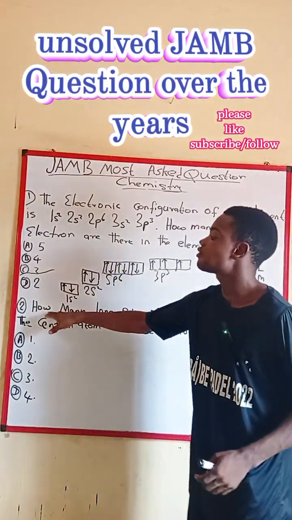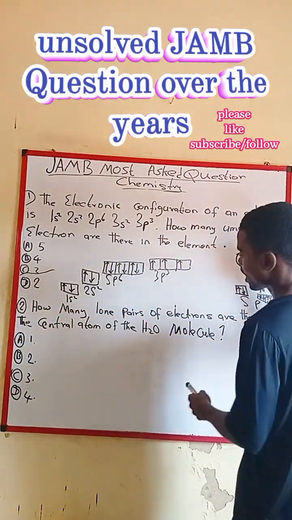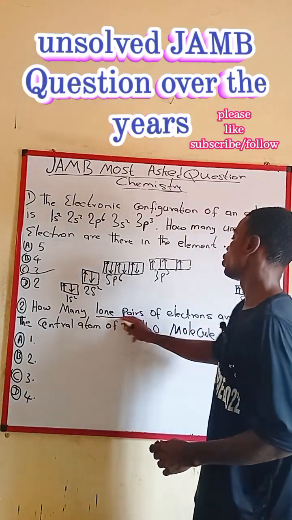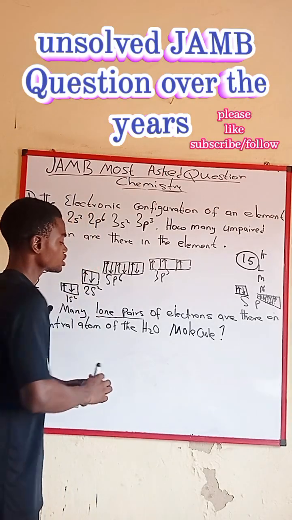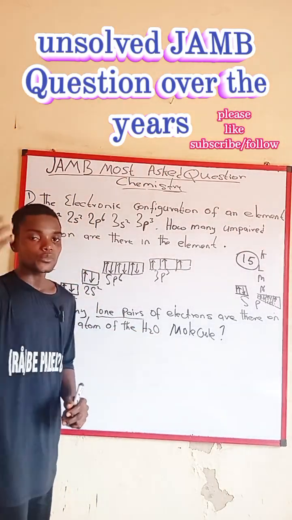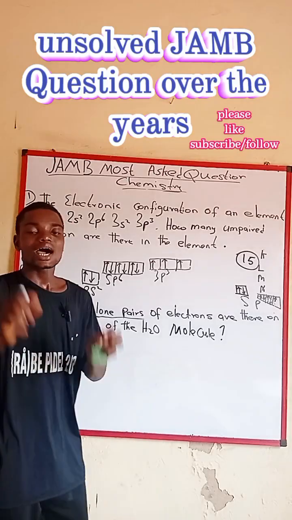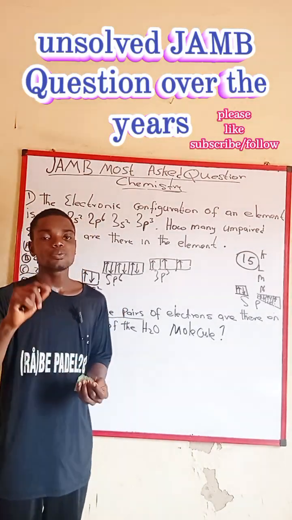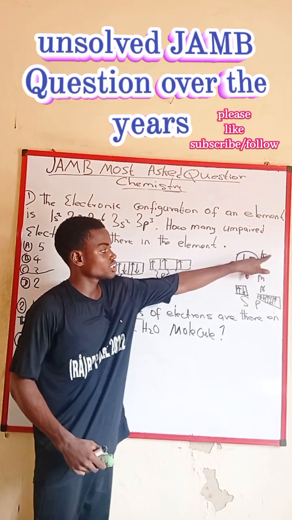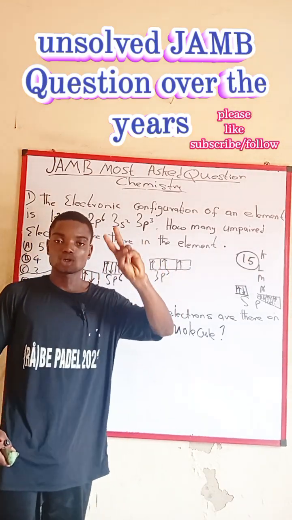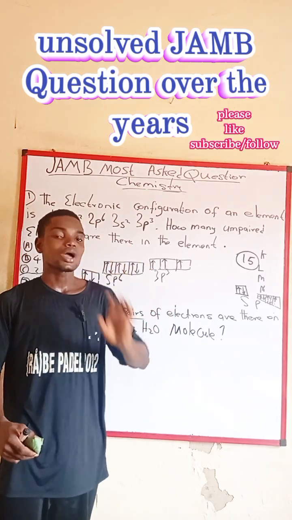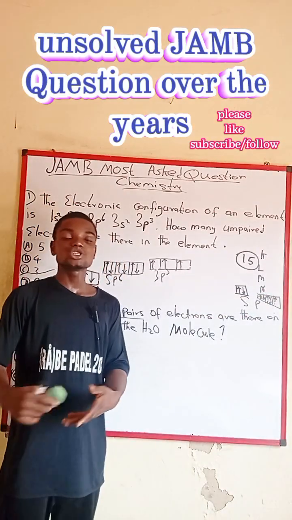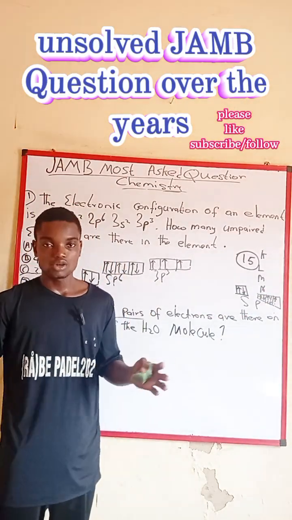Now, in this second question, we have how many lone pairs of electrons are there on the central atom of the H2O molecule? Now, this we talk about what? Lone pair. This one is very easy. This is a compound which is what? H2O, water molecule. Now, for us to have a compound, an element must have interest in what? Duplet or octet rule. Duplet is when they want to complete the first shell, having 2 electrons only. Whereas octet rule is when they want to complete maybe the L, M, and N shell, which must have 8 electrons at the outermost shell.